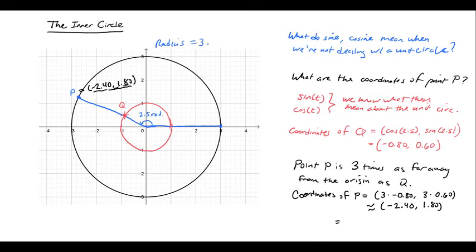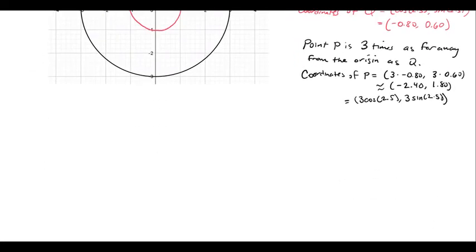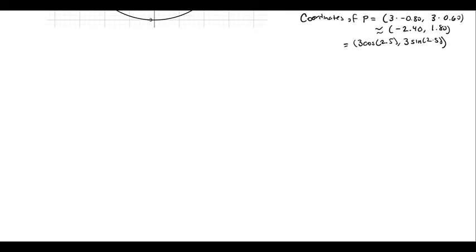I said that was 3 times whatever the cosine of 2.5 was, and then 3 times whatever the sine of 2.5 was. Those were the coordinates of my point. So I'm going to write those over here as well. This was 3 cosine 2.5, and then 3 sine 2.5. So what does all this mean in general? I'm going to draw another picture here to illustrate what this means in general.